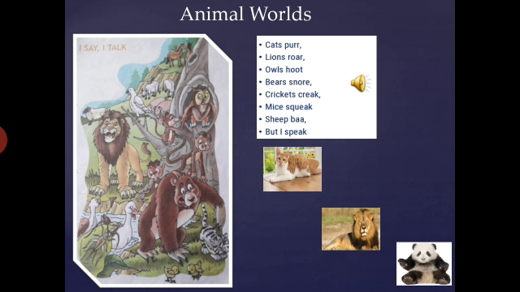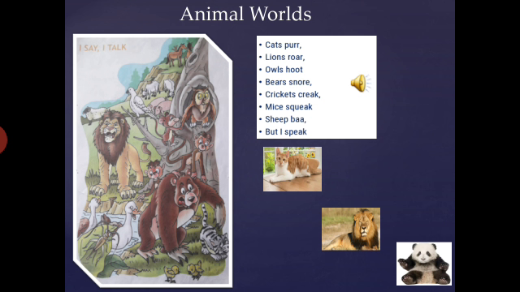Do you know what is purr? Purr is the sound made by a cat. What is roar? Roar is the sound made by lions. What is hoot? Hoot is the sound made by owls. Bears snore. What is snore? Snore is the sound made by bears while they are sleeping. Crickets creak. What is creak? Creak is the sound made by crickets. Mice squeak. What is squeak? Squeak is the sound made by mice. Sheep baa. What is baa? Baa is the sound made by sheep.